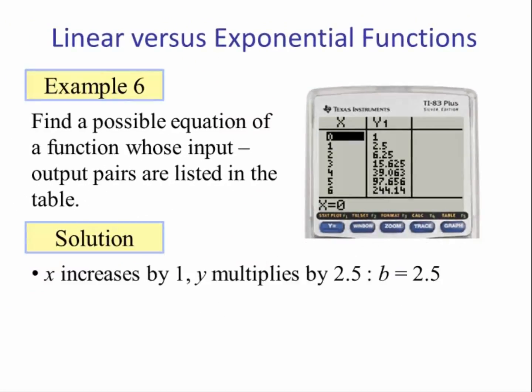The base is 2.5. Again, the y-intercept is equal to 1. So putting a and b into our equation, we have f of x equals 2.5 raised to the x power. And we are finished.